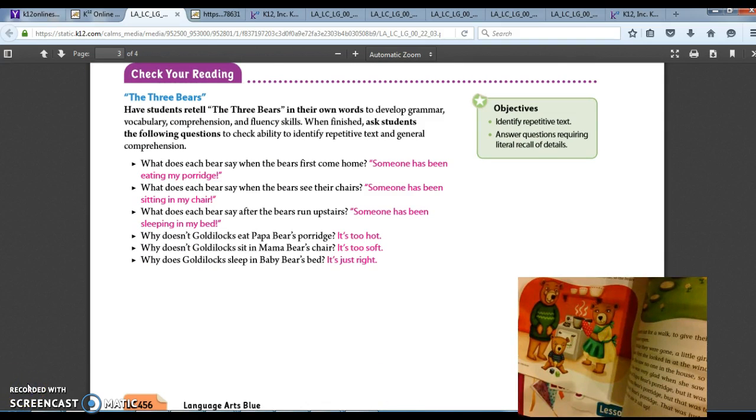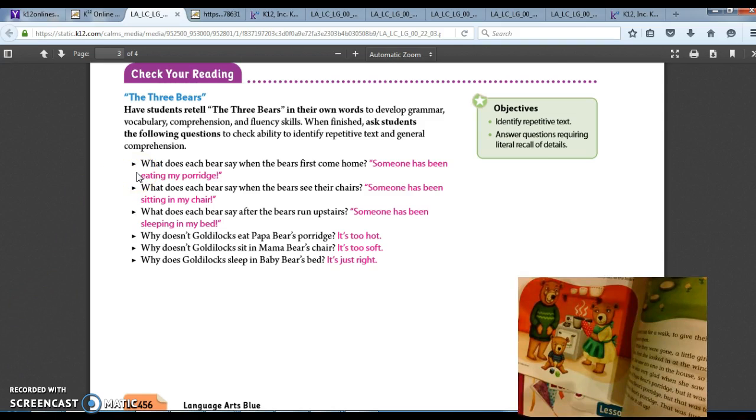Okay, if you have reread the story, The Three Bears, to your student, you will now ask your students to retell the story in their own words. Once again, this helps to develop grammar, vocabulary, comprehension, and fluency skills. Once they have retold the story to you, then you could ask some questions to see if they can identify the repetitive text, which is the storylines that are repeated over and over, and if they can just answer some questions about the story. All right, boys and girls, first question.